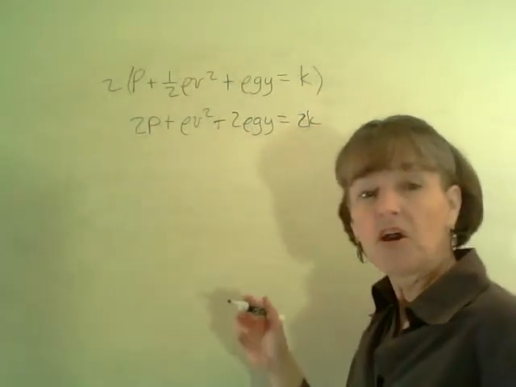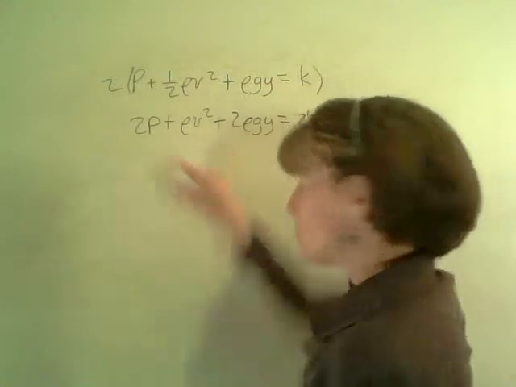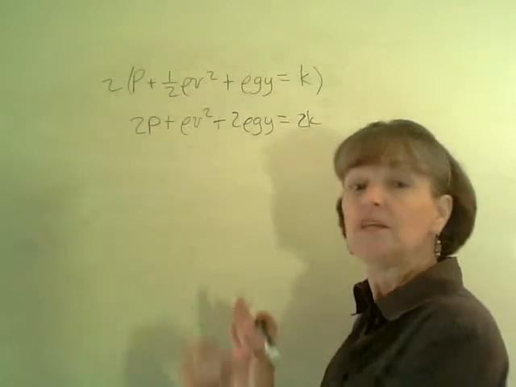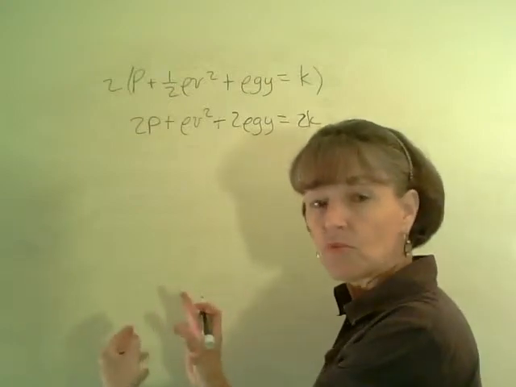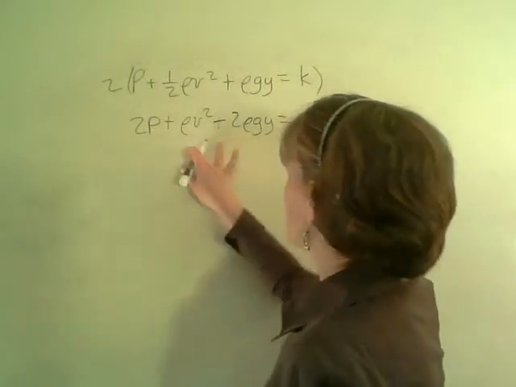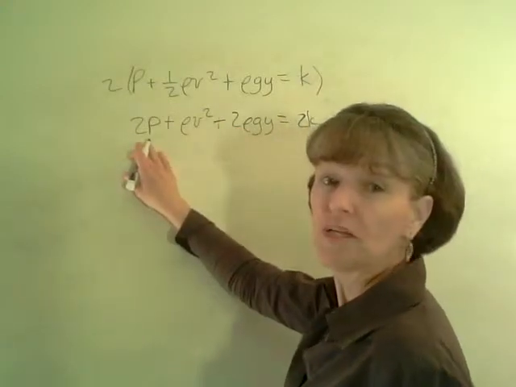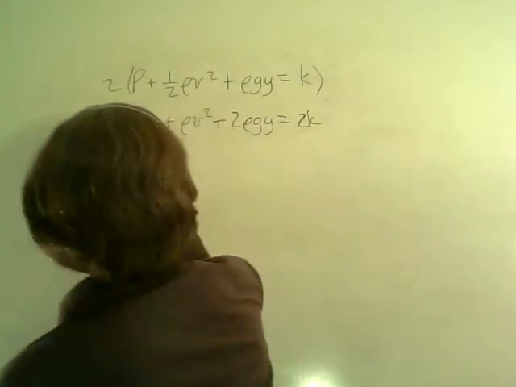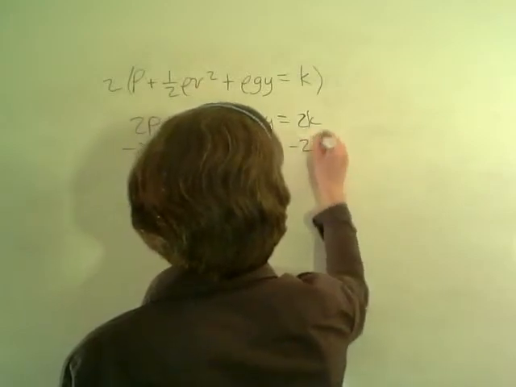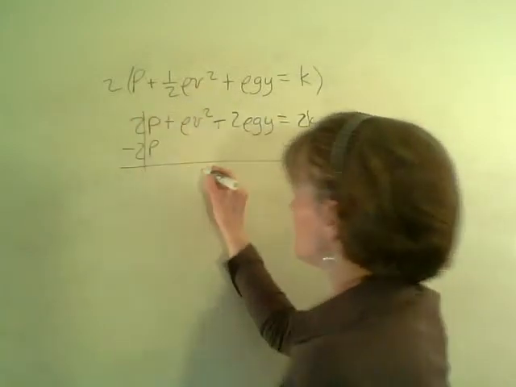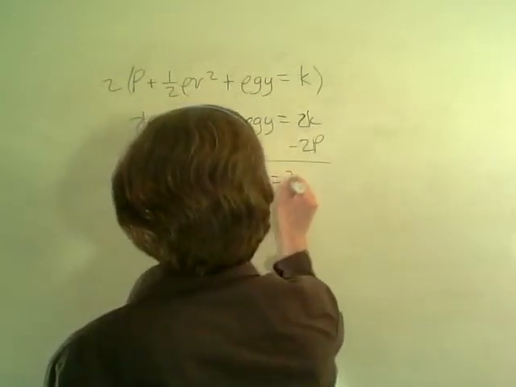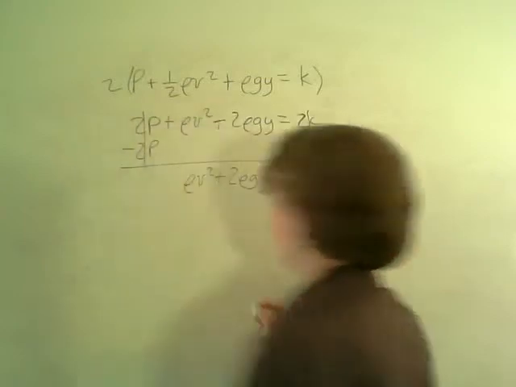All right, well, now I want to solve for rho. When you're solving for a variable that appears more than once in the equation, you want to get the terms that have that variable together. Get those terms together on one side and all of the other terms on the other side of your equal sign. So these two terms have rho in them. They're together, but I need to move the 2p. And to move terms, we add and subtract. So I'm going to subtract 2p from both sides. And when I do, then I have rho v squared plus 2 rho gy equals 2k minus 2p.